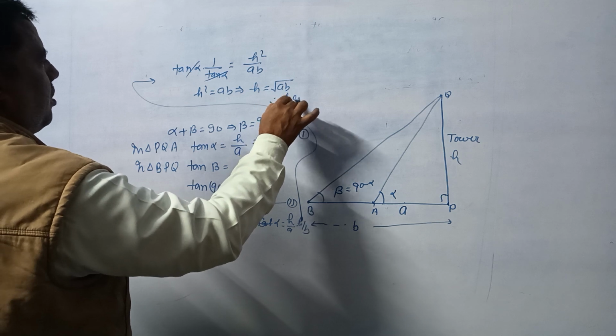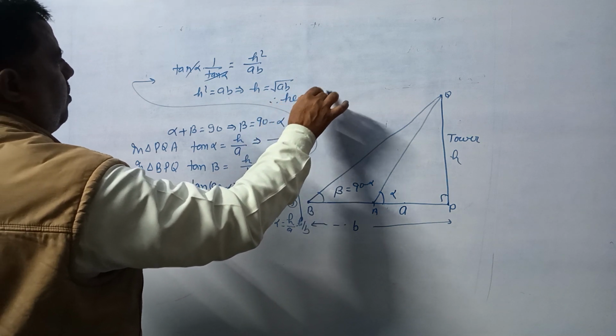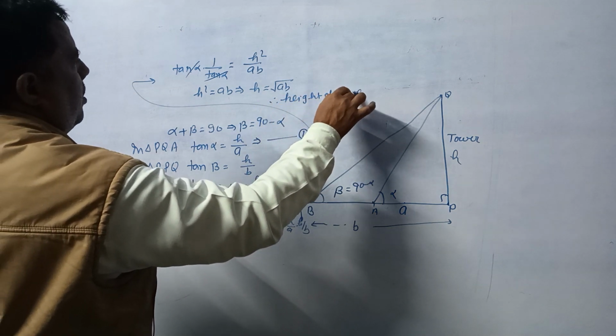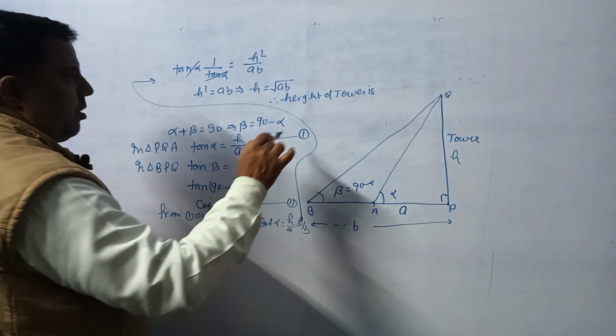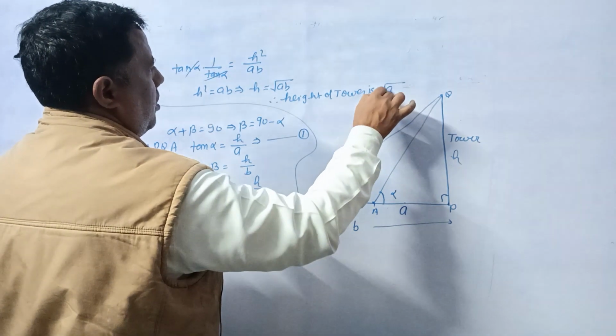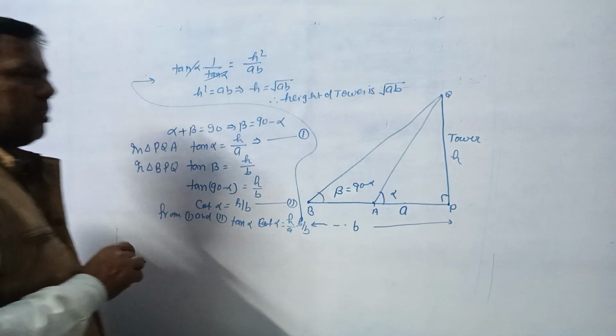Therefore, the height of the tower is under root ab. Okay, thank you.